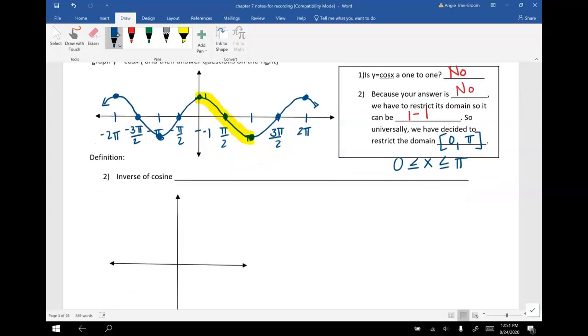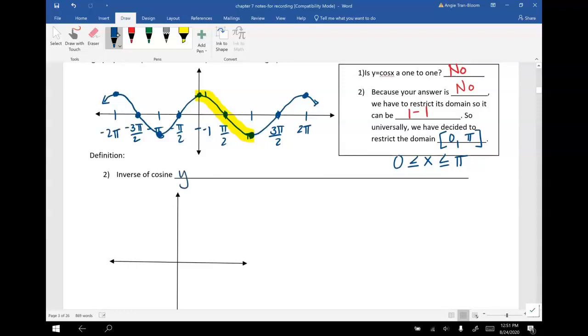Definition, inverse of cosine. So inverse of cosine is derived from the regular function of y equals cosine of x. And we would switch x for y and y for x. So this right here is the inverse of cosine. But normally, we don't have an equation starting out with x equals. So we solve for y by composing cosine inverse to both sides. So y equals cosine inverse of x. We would use f inverse of x to represent the inverse function, just like that.